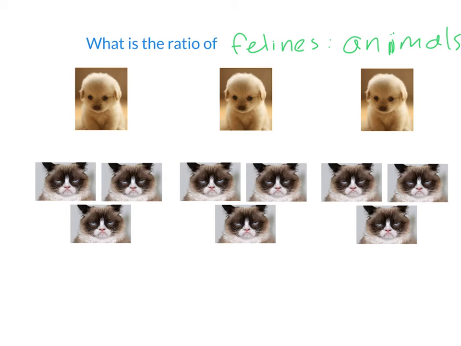Okay. If you found that it is felines, you've got 9 felines to 12 animals. You've just done part to whole. All right, let's just clear the board here for a second and try some diagrams and models.